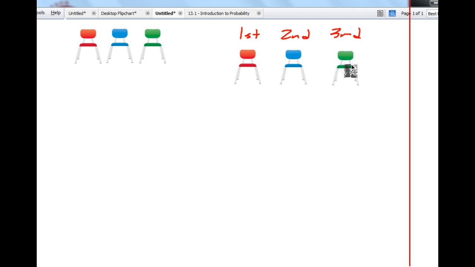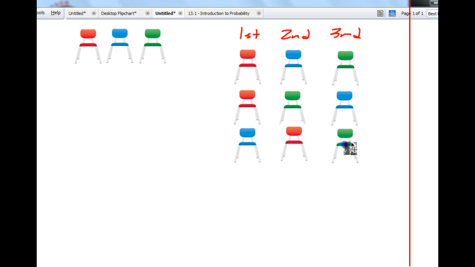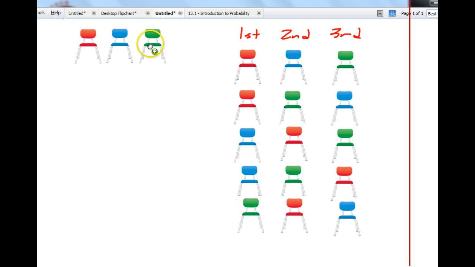and then green. Then I'll do it again with the red chair first, but then I'll do green, and then blue. Now I don't have any more options for the red chair first. So now let's do the blue chair first, and then we'll go red and green. And then we'll do blue chair, with green, and then red. Now I'm out of options for my blue chair first. We'll go green chair first, and then red and blue. And the last one, green chair, and then blue and then red.